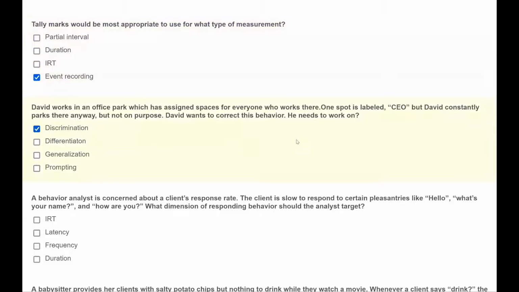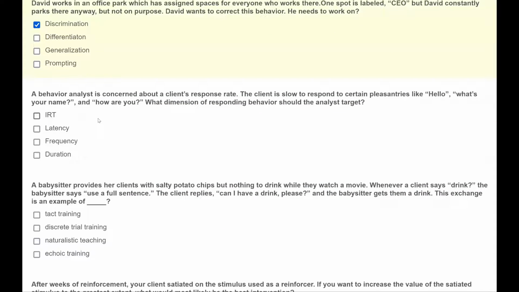A, discrimination. A behavior analyst is concerned about a client's response rate. The client is slow to respond to certain pleasantries like, hello, what's your name? How are you? What dimension of responding behavior should the analyst target? Very easy question if you know measurement. Okay, very easy, right? What is the problem?